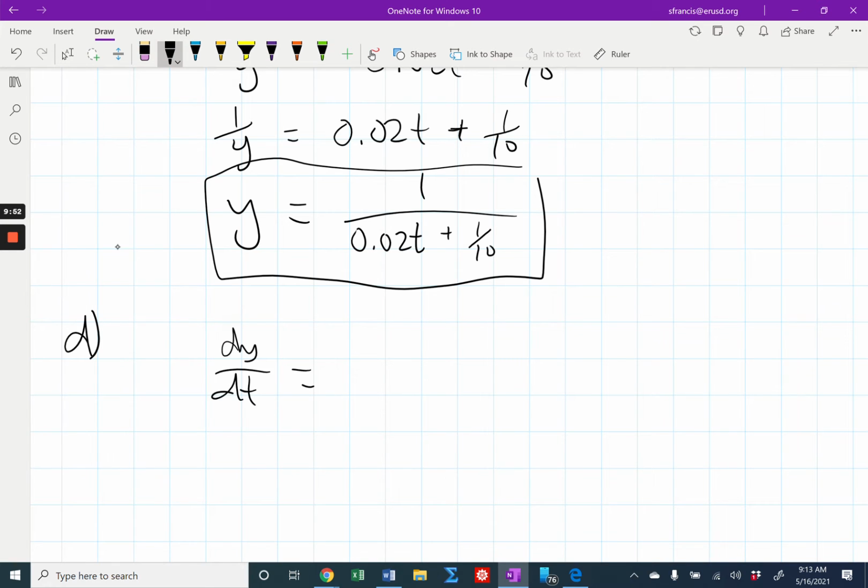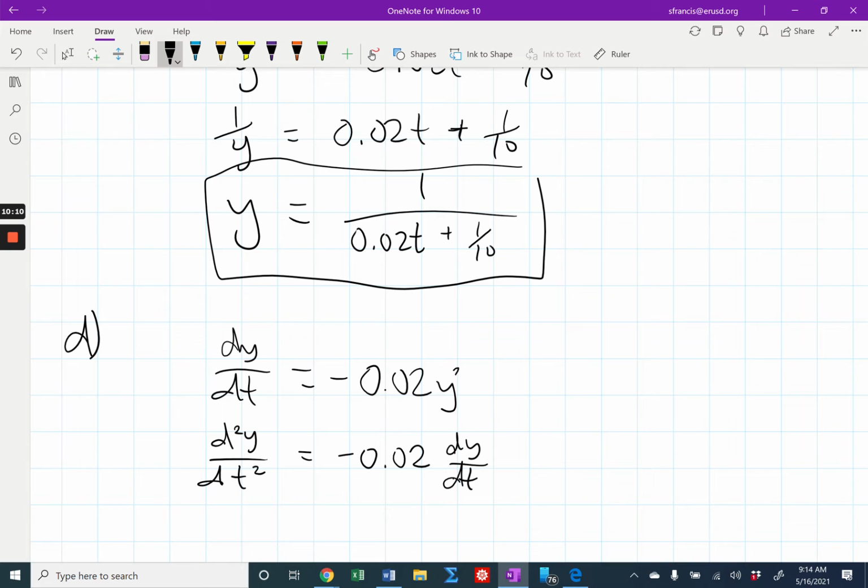And so we have this. So when I go to take the second derivative, when I differentiate both sides with respect to t, I'm going to get negative 0.02 times dy over dt. And no, I copied this down wrong. I'm sorry. That should be squared right there. So let me fix this. Sorry. So this is going to be times 2y times dy over dt.